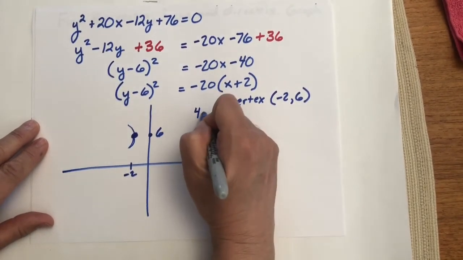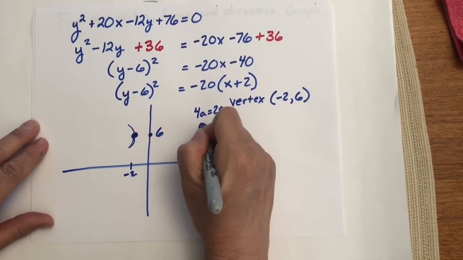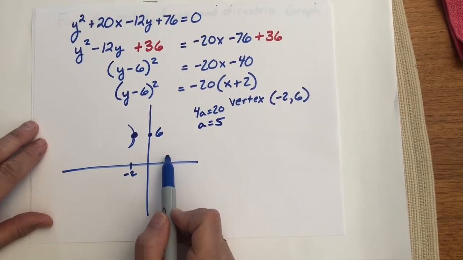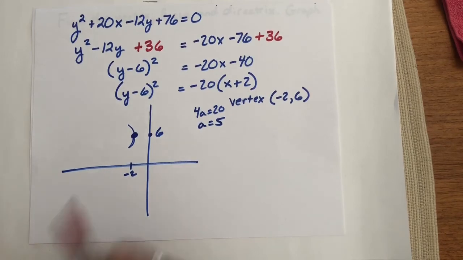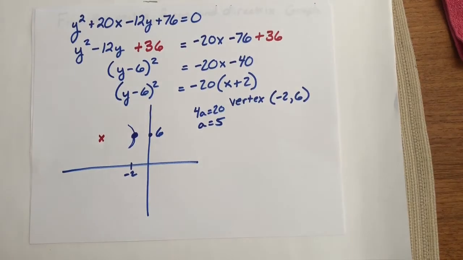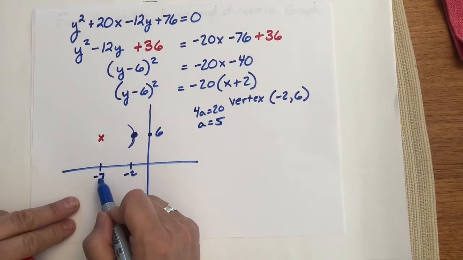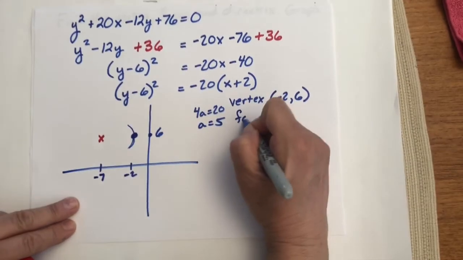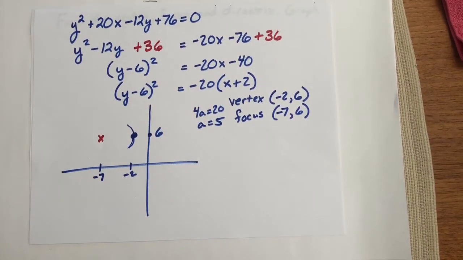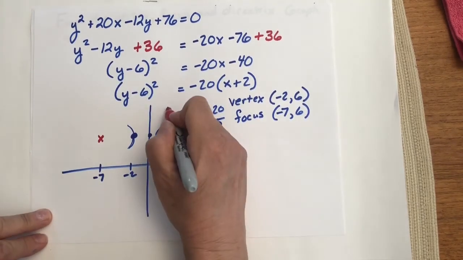I set 4a equal to 20, right? Equal to that number, so a equals 5. So I know the distance from vertex to focus is 5 units. So from here, I'm moving 5 units this direction. That would put us here at negative 7. So the coordinates of this focus are negative 7, 6. And of course, for the directrix, I move 5 in the opposite direction, so it's over here.